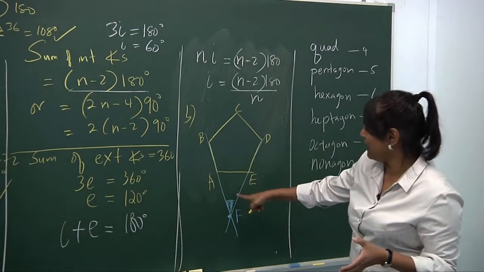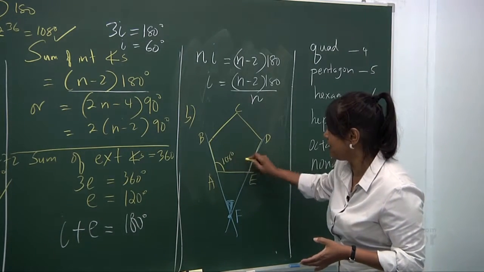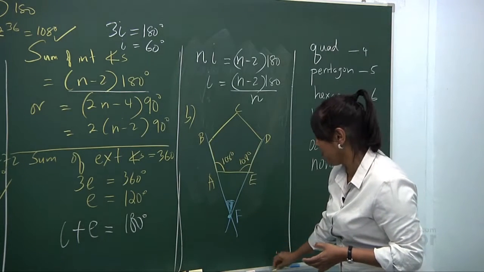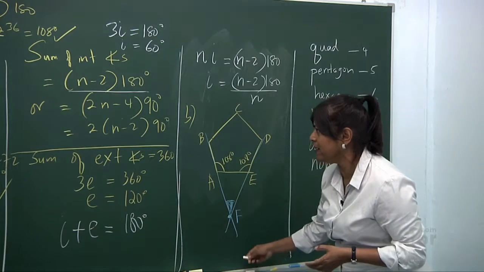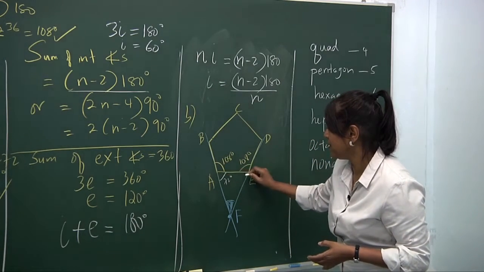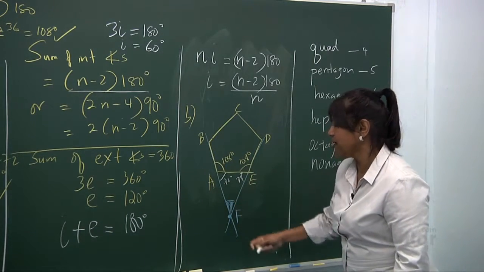Alright, let's get back here. You look at this interior angle. Each of them is 108 degrees. And then we've got the exterior angle here. The exterior angle is 72 degrees. And here's 72 degrees. So what is this angle going to be?